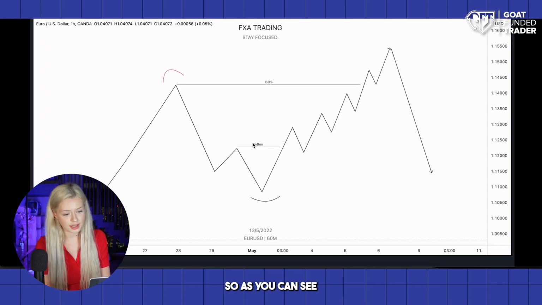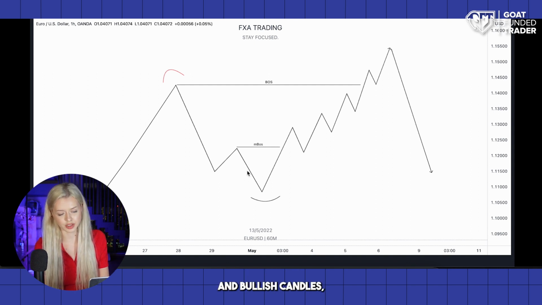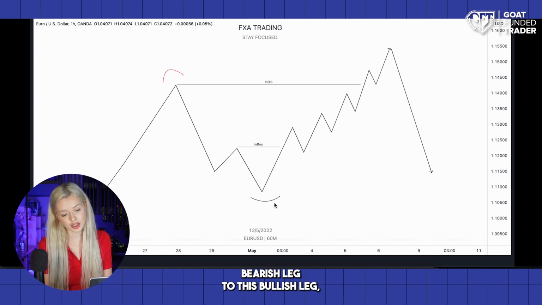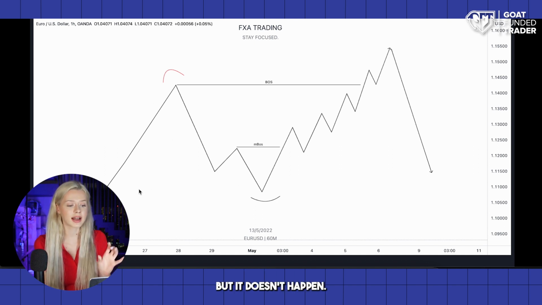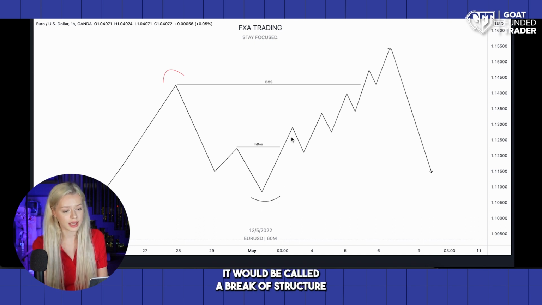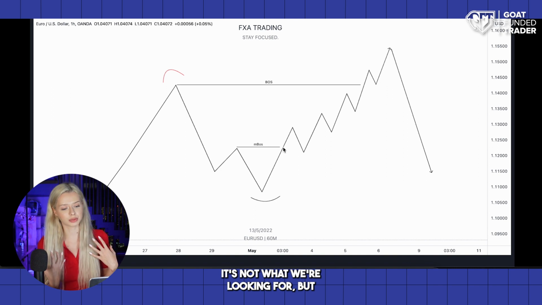So as you can see, in this image, it looks like a change of character, but please imagine the fact that here there are more bearish and bullish candles. This is the minor break of structure. It happens from this bearish leg to this bullish leg, but it doesn't happen between swing points, because if it did happen between swing points, it would be called a break of structure. But it's not the real move. It's not what we're looking for.